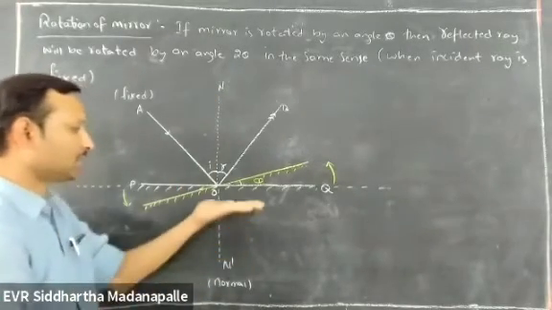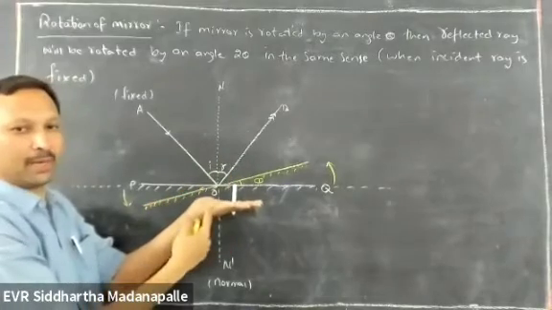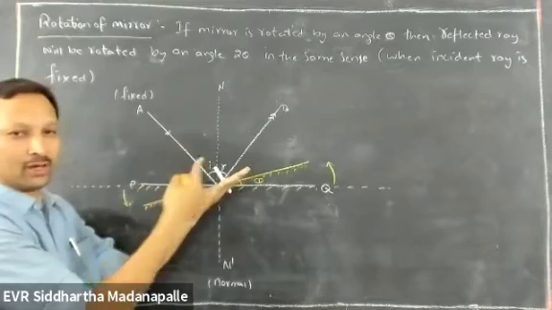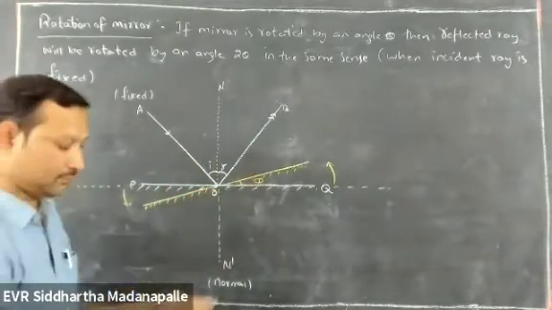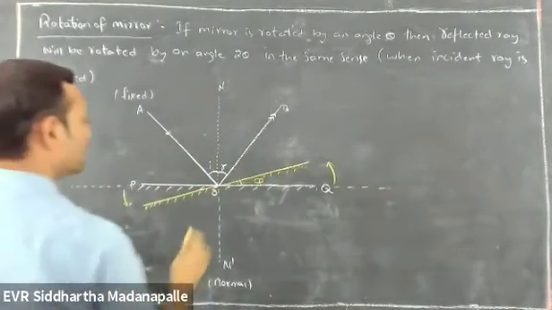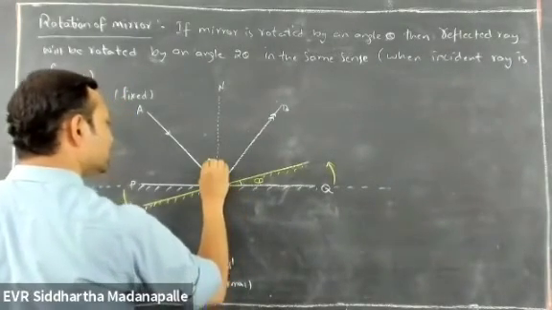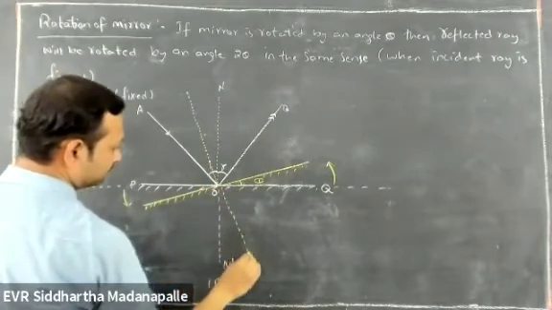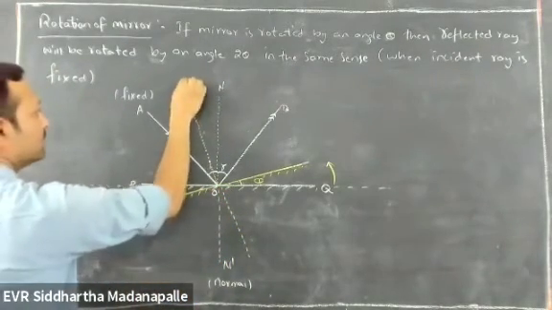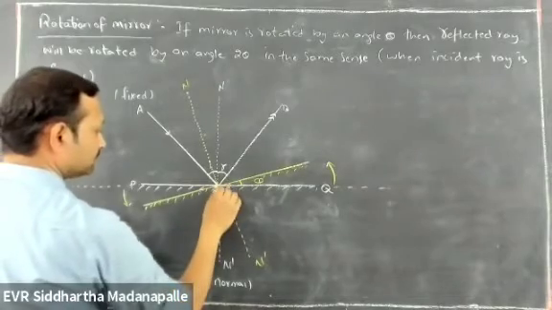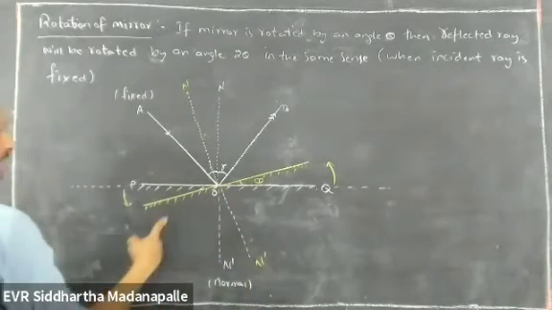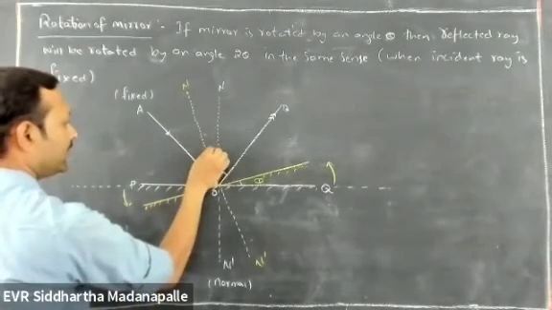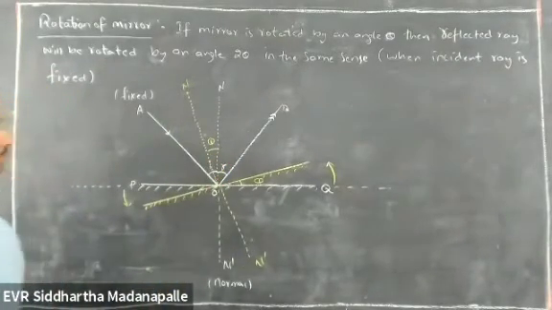Actually here, suppose this is a plane mirror, this one will be the normal, perpendicular to the plane mirror. Now, if the plane mirror is rotated by an angle of theta, then the normal also rotates by an angle of theta. So let us see what is the new position of the normal here. So this is the new position of the normal. If the mirror is rotated by an angle theta, then the normal also rotates by an angle of theta here. So this is theta.